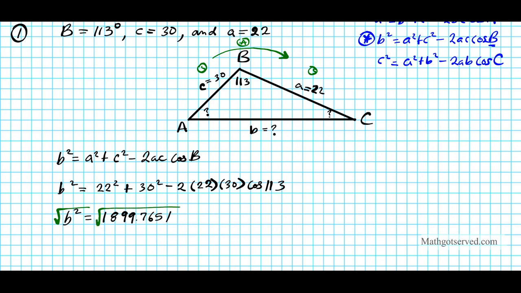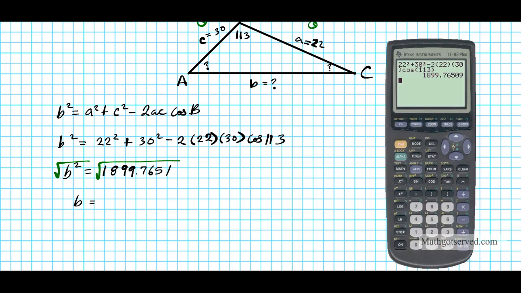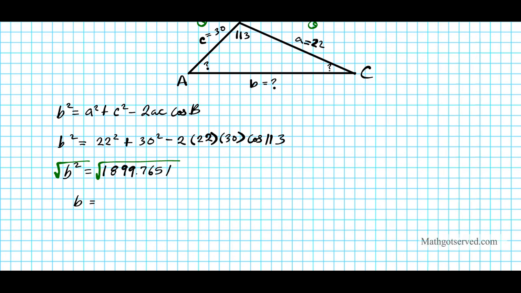So when we root both sides, we're going to have b equals, and we just calculate the square root of that. To be accurate, I'm going to call on the previous answer by pressing second function negative to access the answer menu. All right, square root of answer is 43.5863. So that gives the measure of side b. So side b is 43.5863. All right, we have one down.